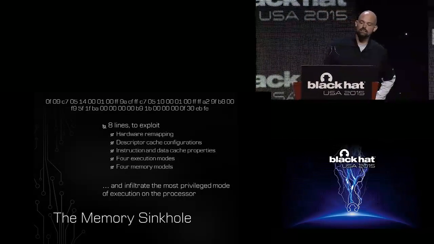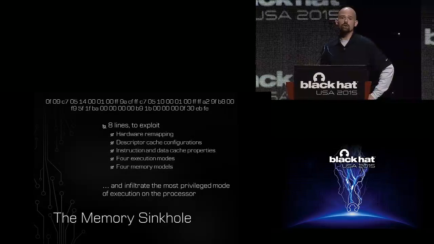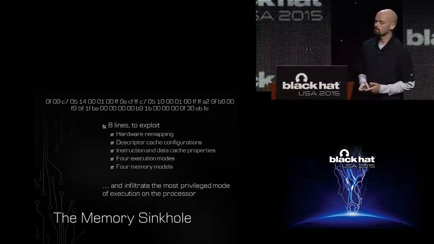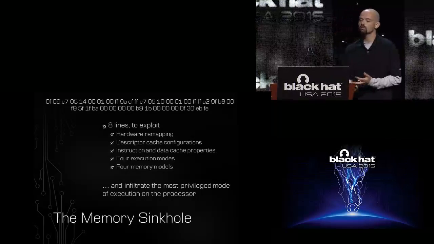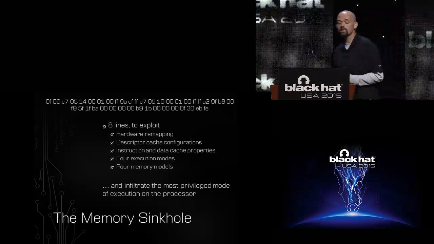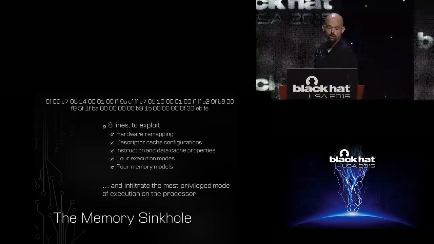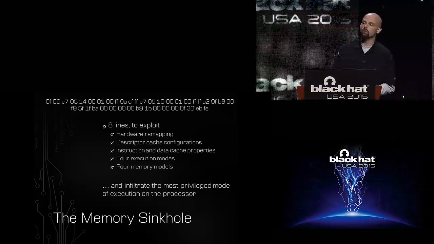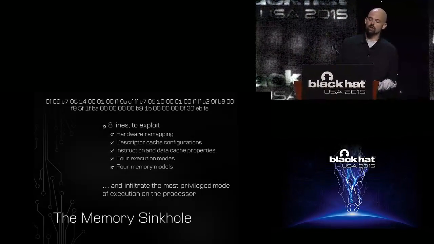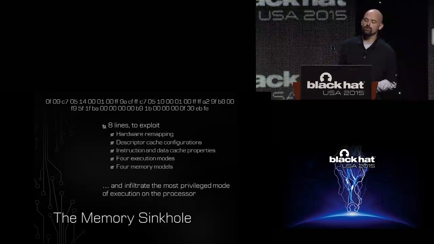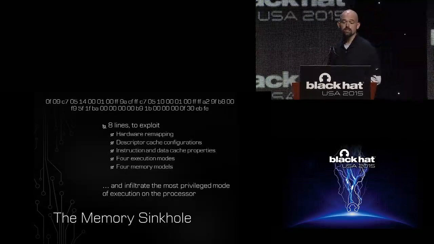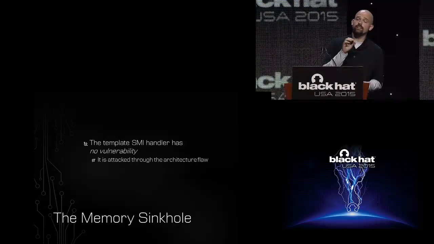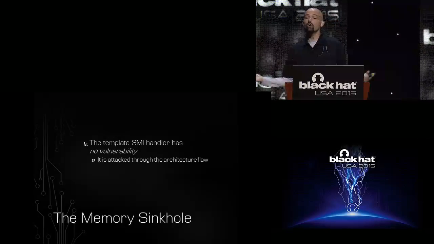So I was extremely ecstatic to see that this thing worked, because with 8 lines of code, we now just successfully exploited a huge number of features on this processor. We exploit hardware remappings, descriptor cache configurations, instruction and data cache properties. The processor is going to go through 4 execution modes and 4 different memory models before it actually hits that far jump that we tainted and jumps to code under our control, so that we can successfully infiltrate the most privileged mode of execution on the X86 processor. And the coolest thing about this whole thing is that template SMI handler had no vulnerability in it.